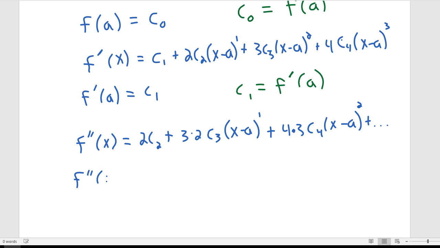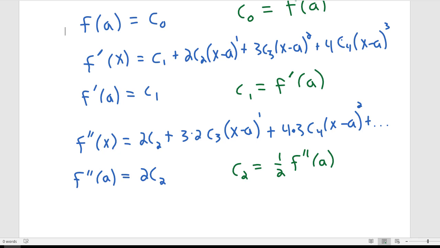So what is f double prime at a? If I plug the center into that expression, again really similar to what we've done the prior times, this term is going to zero out. a minus a is 0, a minus a squared is 0. So all we're going to end up with is 2c2. So c2 is half of f double prime at a. And notice we're kind of getting a pattern here.